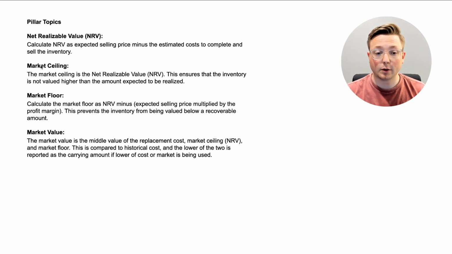And once we've figured out the market ceiling and the market floor, we can figure out the market value. The market value is the middle value of the replacement cost, the market ceiling, which again is the net realizable value, or the market floor, which again is the net realizable value less the selling price multiplied by the profit margin. Now, once you've figured out the market value, it's compared to the historical cost, and the lower of the two is reported as the carrying amount if lower of cost or market is being used.